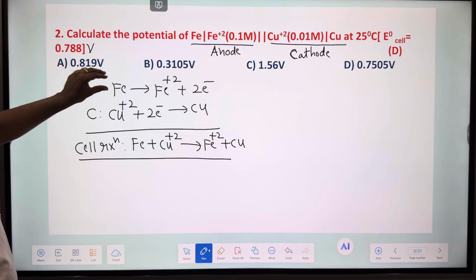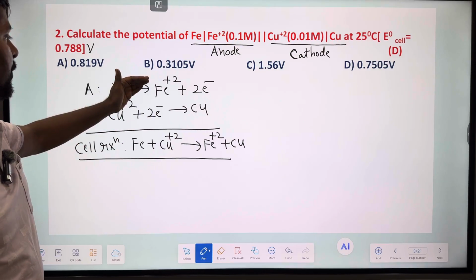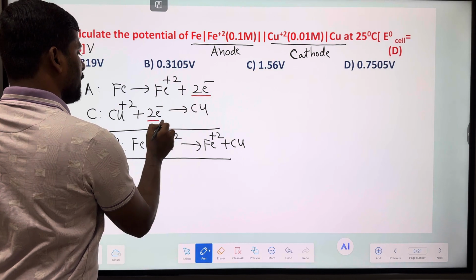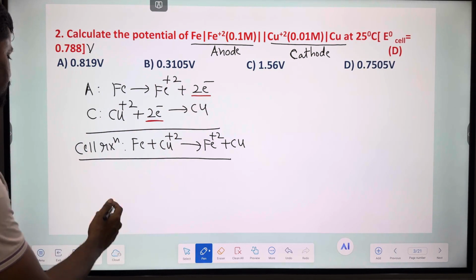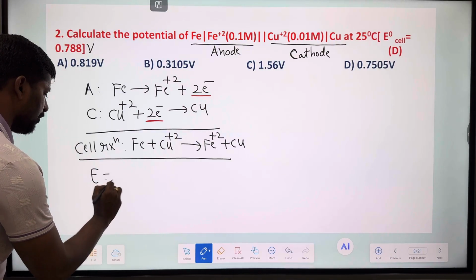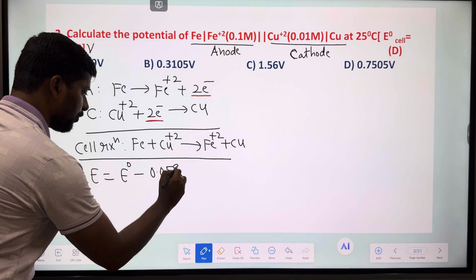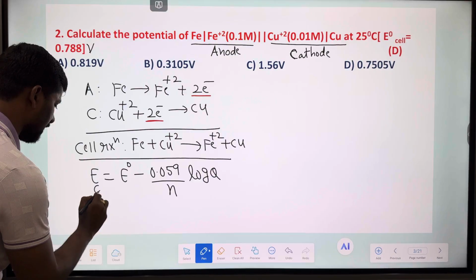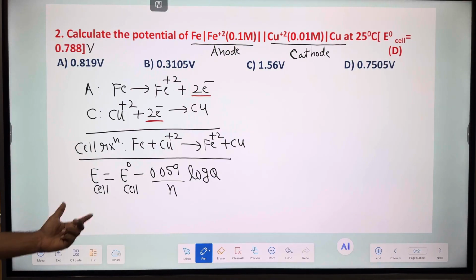So we wrote the oxidation reaction at anode and the reduction reaction at cathode. Next, if you add those two, you will get the cell reaction. Always we have to balance the number of electrons. Okay. Now apply the Nernst equation. What is the Nernst equation? E is equal to E naught minus 0.059 by n log Q. So if you apply to the cell reaction, E cell is equal to E0 cell minus 0.059 by n log Q.